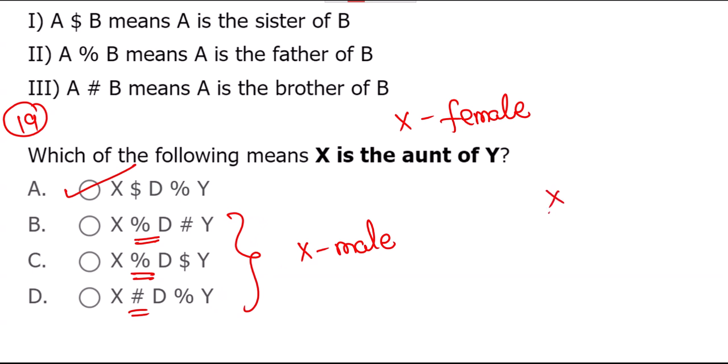So only one option with gender-related stuff. X is sister of D. D is father of Y. So father's sister is aunt. Your parent's sister is simply aunt. Mother's sister is also just aunt in English.